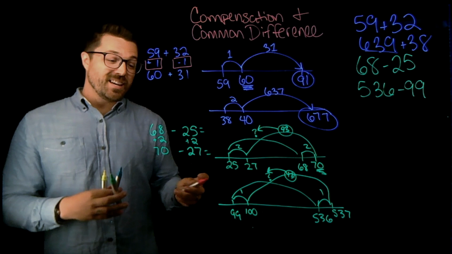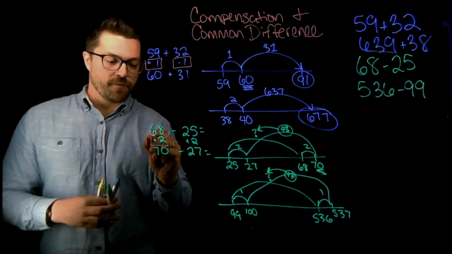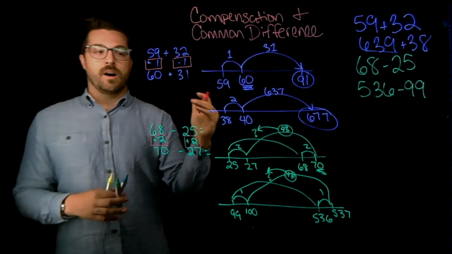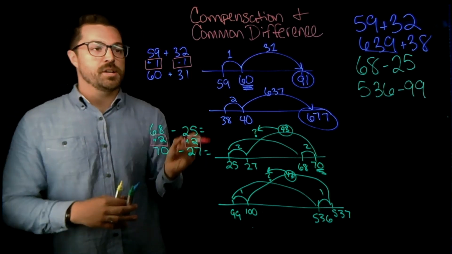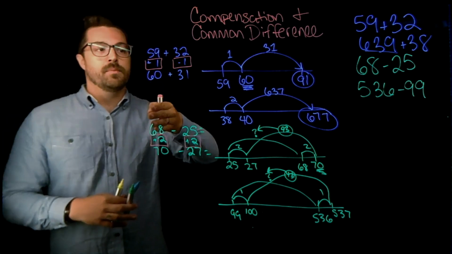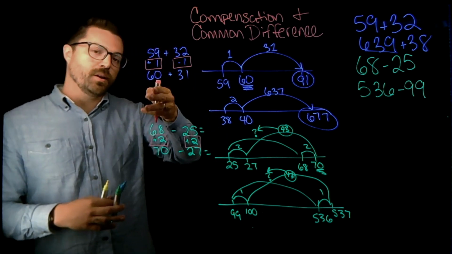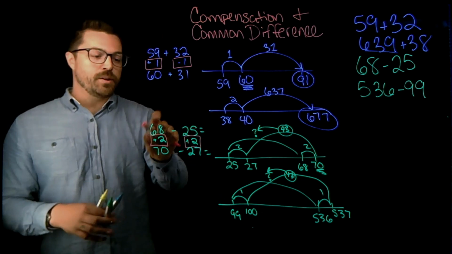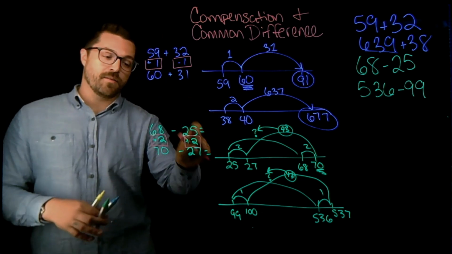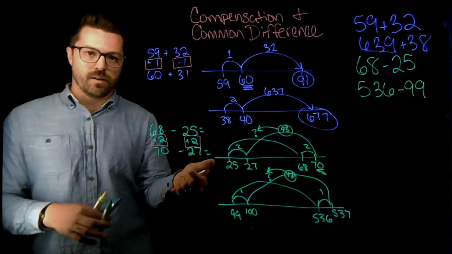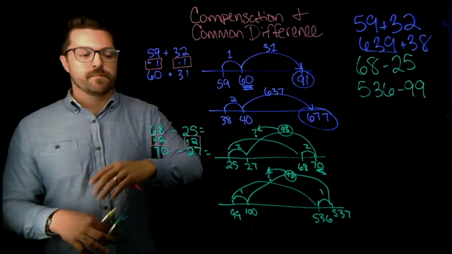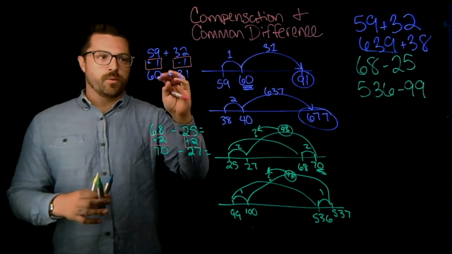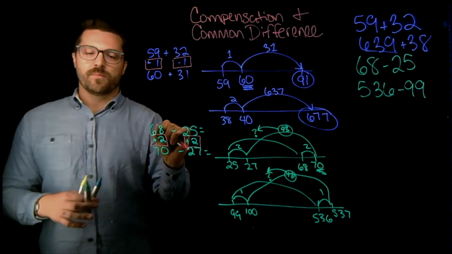Now, you might see the difference between how we modify with the common difference strategy and how we modify with the compensation strategy. In the compensation strategy, we add to one number and we subtract from the other. What we do to one number, we have to do the opposite to the other number. With the common difference strategy, what we do to one number, we do the same thing to the other. If I add 2 to one, I add 2 to the other. If I were to subtract 5 from one, I would subtract 5 from the other. And so when we add, we do the opposites. And when we subtract, we do the same.